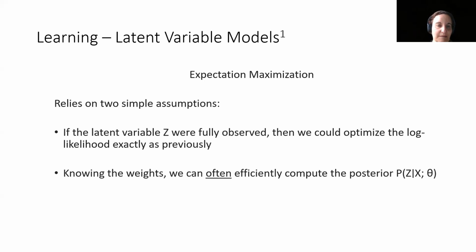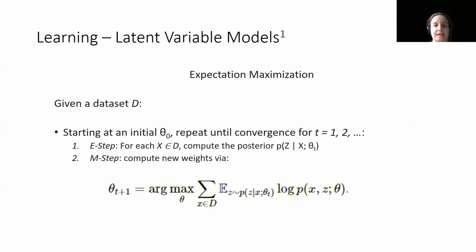Like if they were observed, then we are in the first case. Now, knowing the weights, we can often efficiently compute the posterior of the latent variables given the variables that we know, the trained data, and the weights. The weights here are the parameters. So how are these two assumptions used in the expectation maximization algorithm?